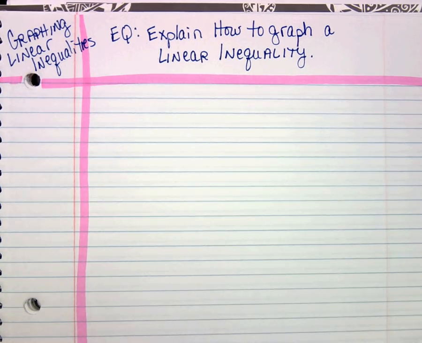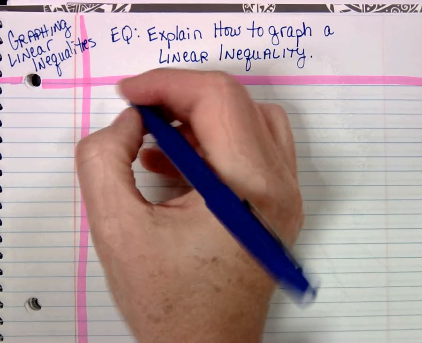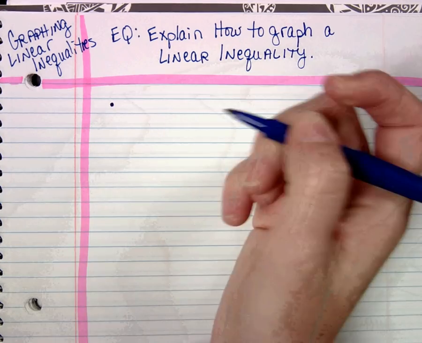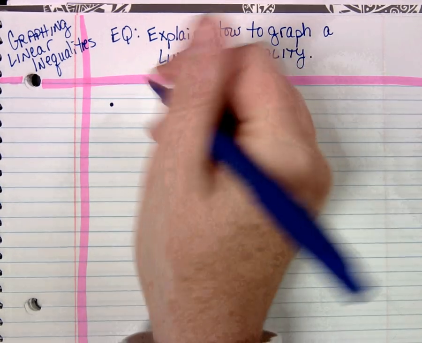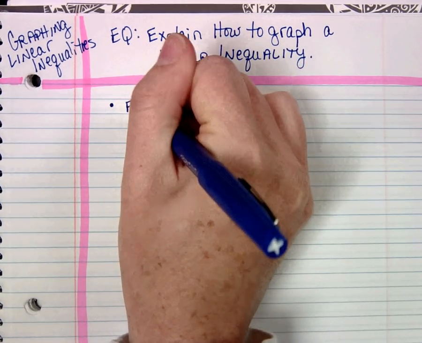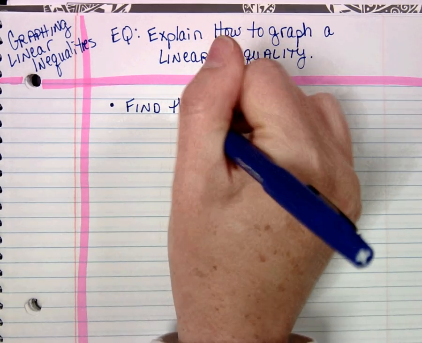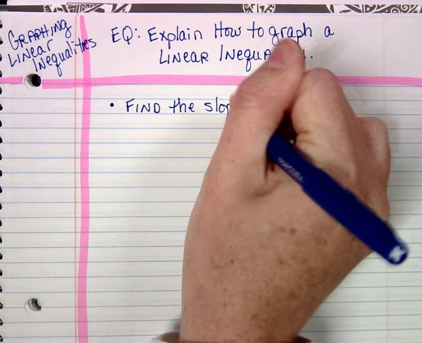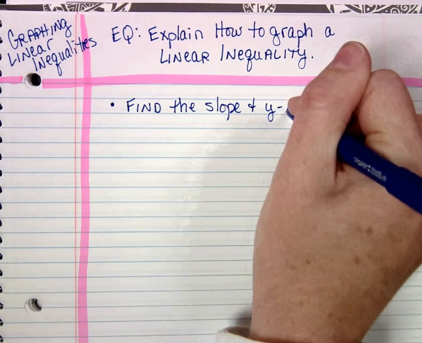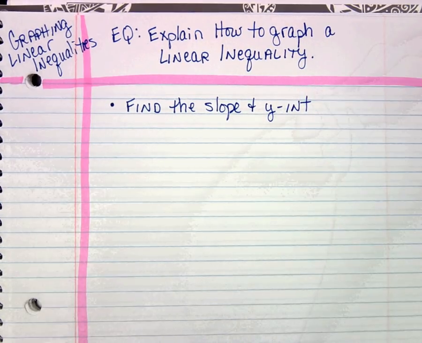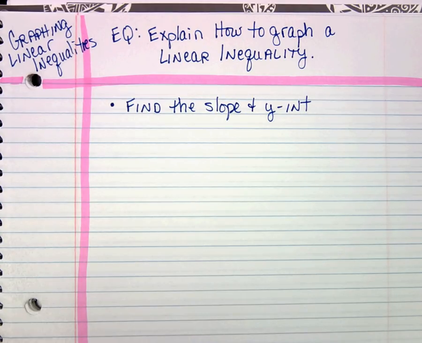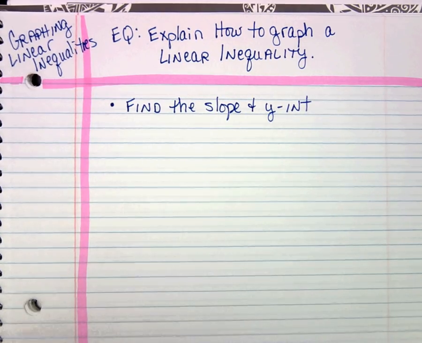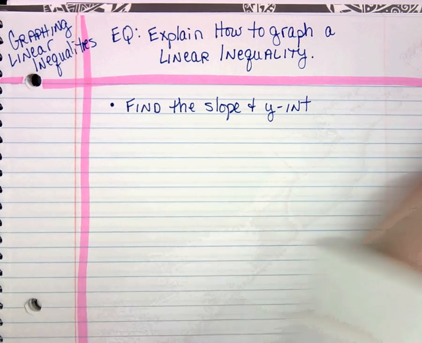So number one, we're going to make sure that we graph this just like we graph an equation. So we're still going to need to find the slope and the y-intercept of the graph, just like we would do if it was a linear equation. But because it's an inequality, inequalities have more solutions than just an equation.